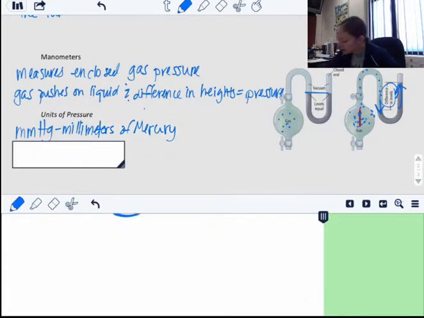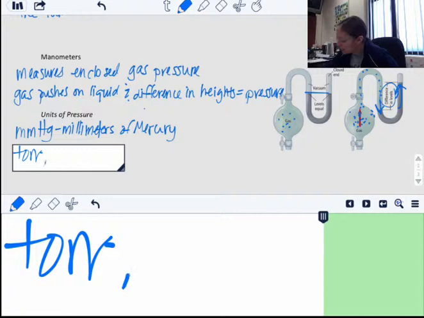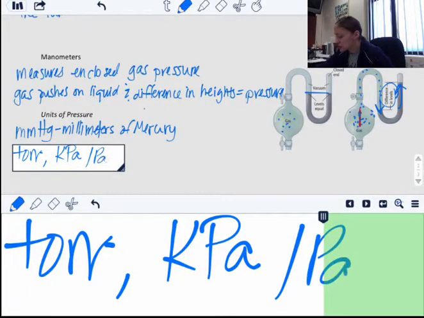You can also measure gas pressure in what's called torr, T-O-R-R. It's named after a guy with the last name of Torricelli, who first worked with a barometer and first came up with the idea of how to measure air pressure. You also can measure in what are known as kilopascals. PA is for Pascal, who's another person, and the K just means 1,000. You can also then measure in pascals, which are just PA.